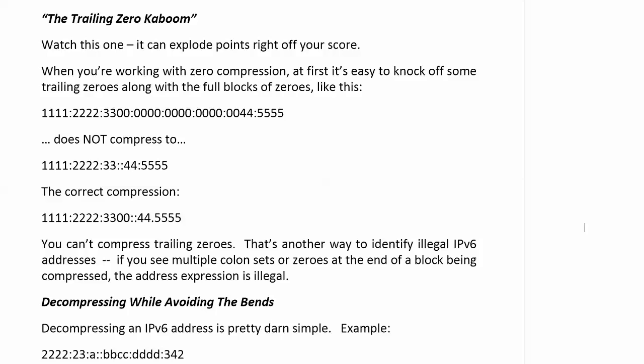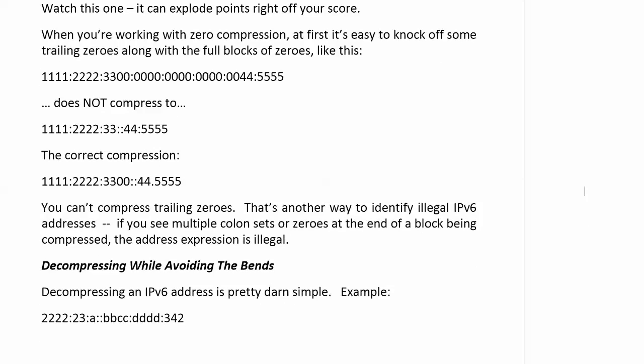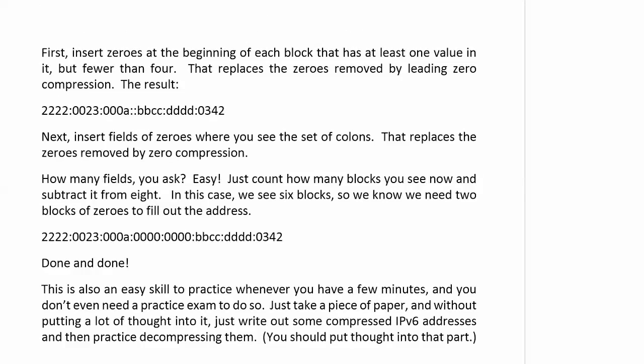Let's decompress or reinflate this IP version 6 address, however you want to look at it. You can see we've got 2222 for the first block, then 23, then A for the third block, then a set of colons, then two full blocks, and then a block 342 for our last block. Don't go too fast through this, but if you use this structured approach, you'll nail this every single time.